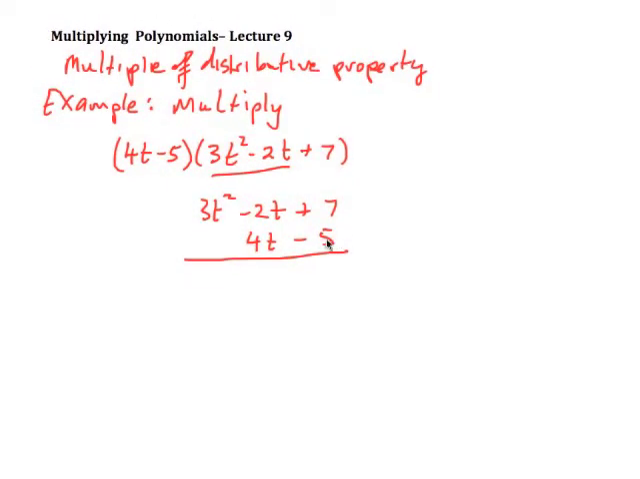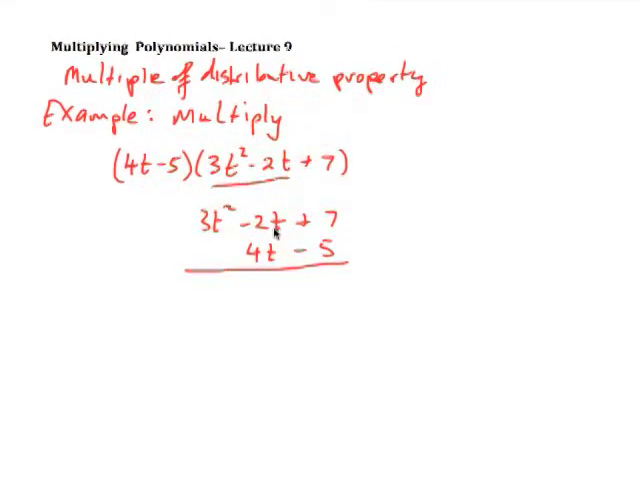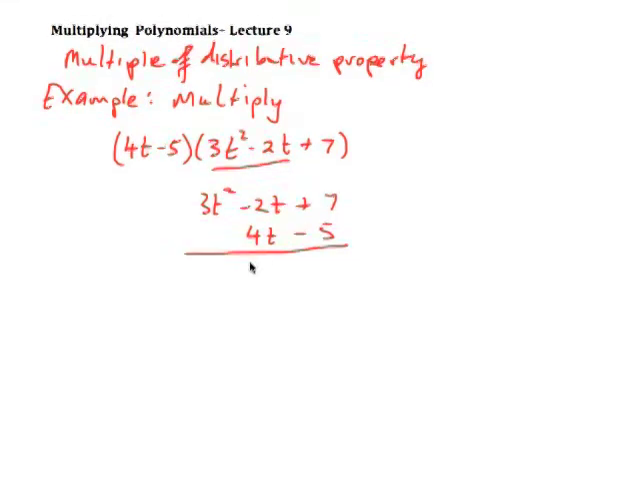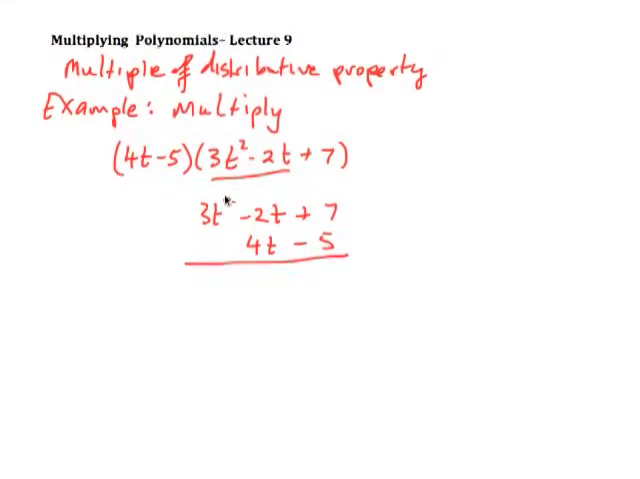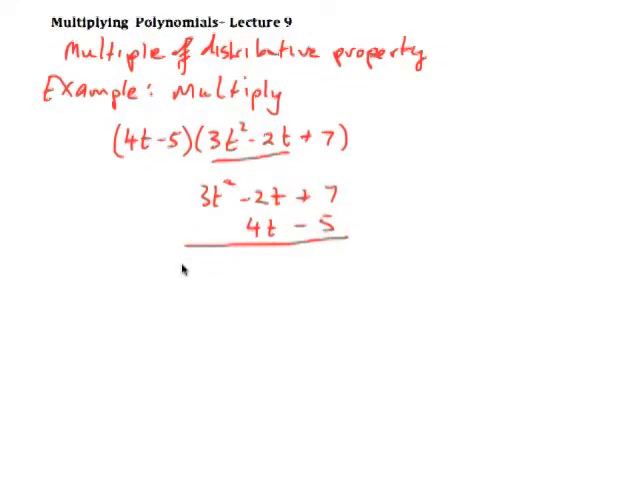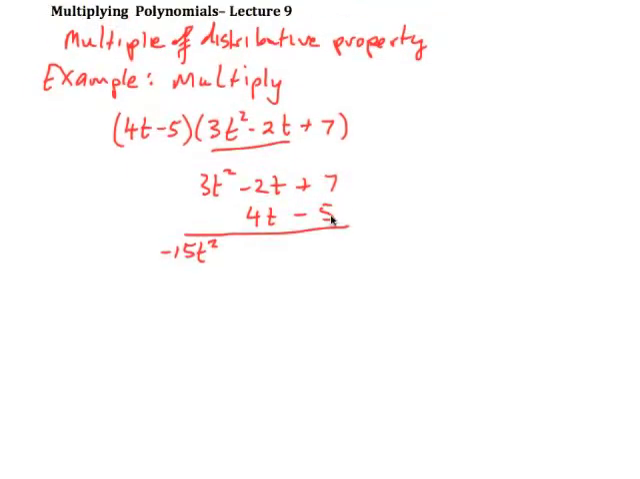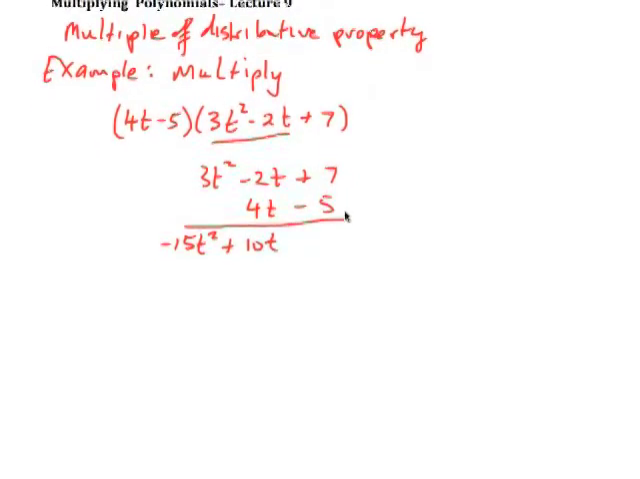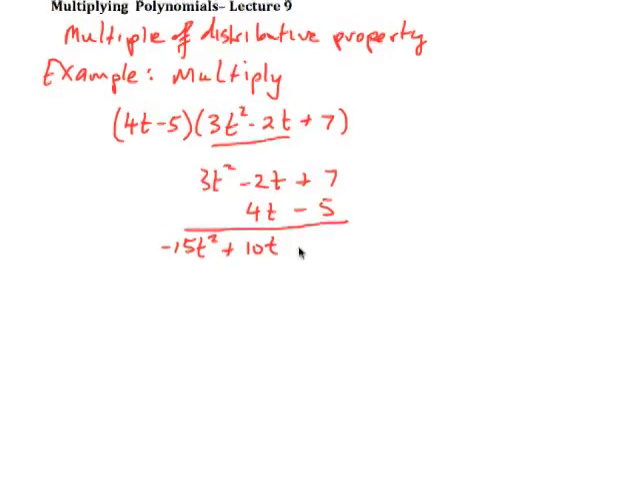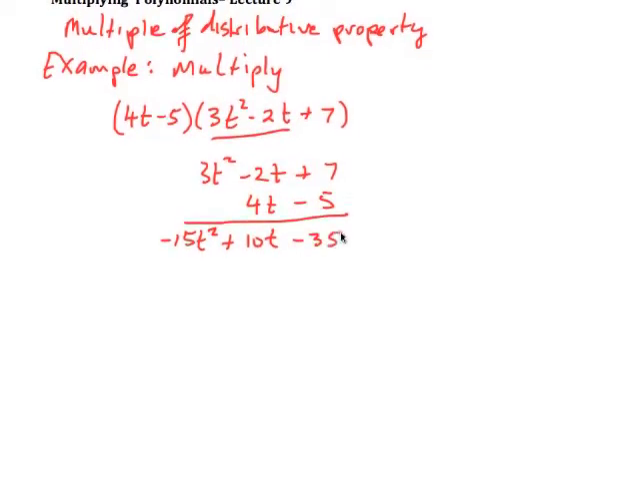So the first thing we do is we take this negative 5 and we multiply it by each one of these terms. Consequently, negative 5 by 3t squared will be negative 15t squared. Negative 5 by negative 2t will be positive 10t. And negative 5 by 7 is negative 35.